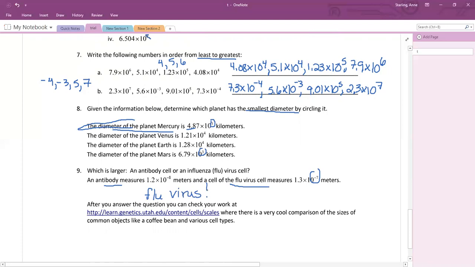And then if you have time, go ahead and check out what we have here. It's pretty cool. It just shows the sizes of common objects and different cell types. And it's a pretty interesting one to look at. So you are now ready for homework number 5 in Unit 1.